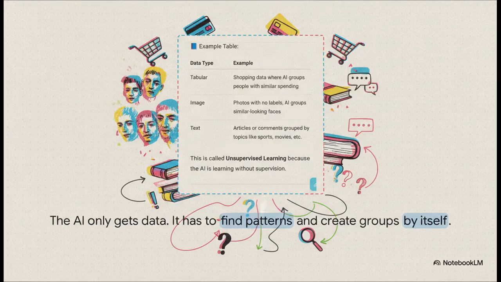Now, look really closely at this table. You see what's missing? There's no label column. There's no answer key at all. The AI only gets the raw data. Its entire job is to look at all those shopping histories and find natural clusters of customers, all by itself. This is super powerful when you want the data to surprise you and show you patterns you didn't even know you should be looking for.